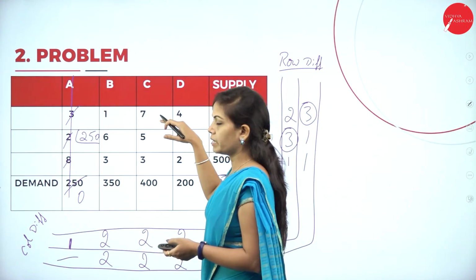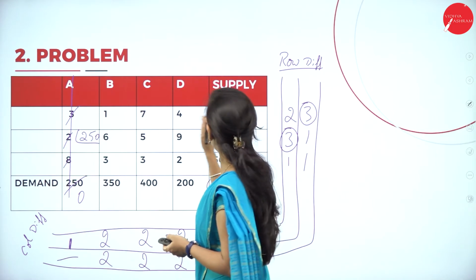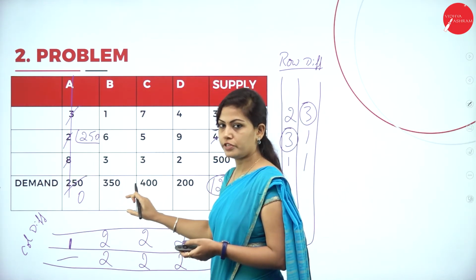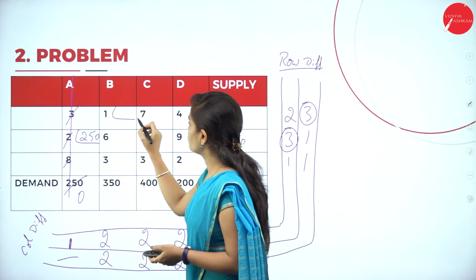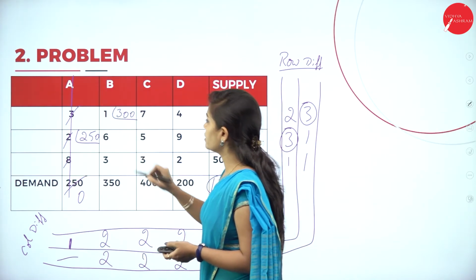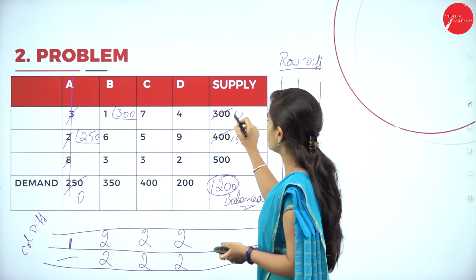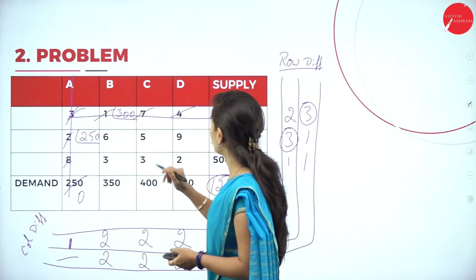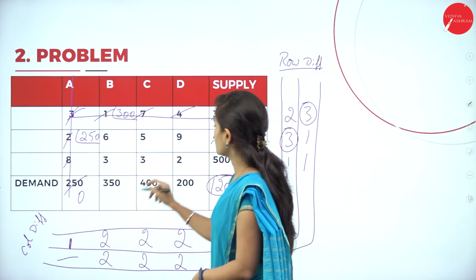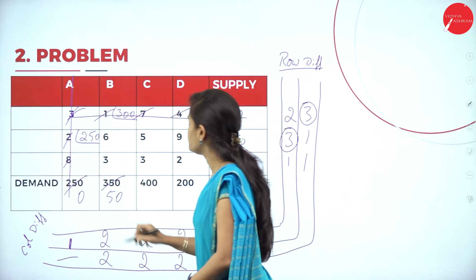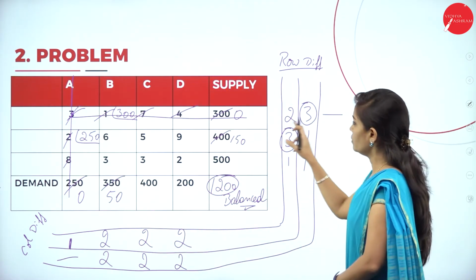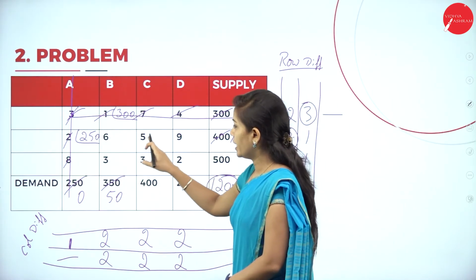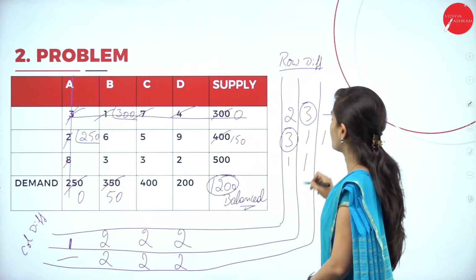Out of these variable values, the least value is 1. The supply value is 300 and the demand value is 350. 300 is the lesser value, so I will allocate 300 to this cell. It will become 0. If it is 0, you can cancel this entire row. So 350 minus 300 is 50. So now it's cancelled. And for the next remaining 2 rows, again 6 minus 5 is 1.